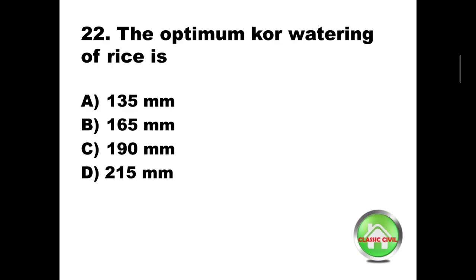Question number 22. The optimum crop watering of rice is option A 135 mm, option B 165 mm, option C 190 mm, option D 215 mm. The answer is option C, 190 mm.